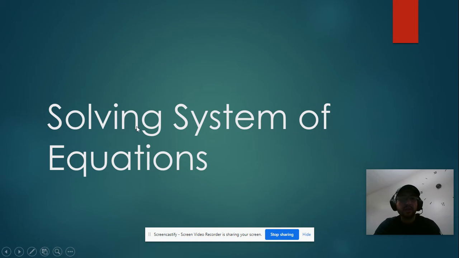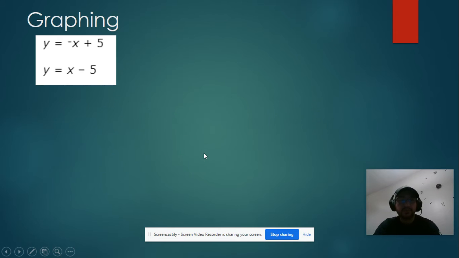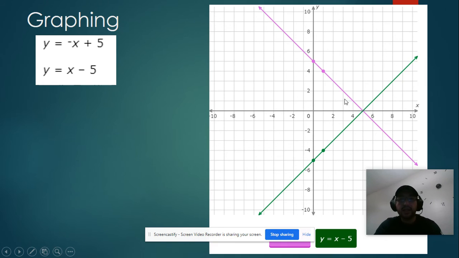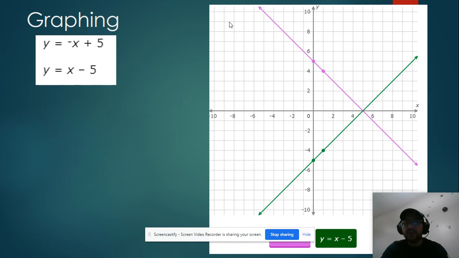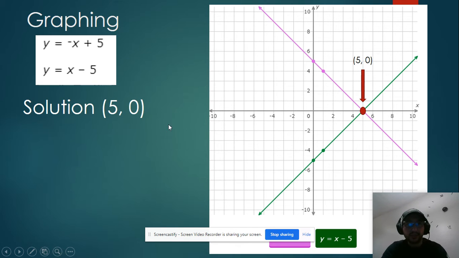Okay, today we're going to learn how to solve a system of equations by graphing and the different types of outcomes. Let's say we had this system of equations: y equals negative x plus 5 and y equals x plus 5. As we can see, both equations are already solved for y, so we can go ahead and graph them using Desmos or your calculator. When you graph it, we know that the solution will be where the two lines intersect. In this case, it's right here at (5, 0), and that will be my solution.